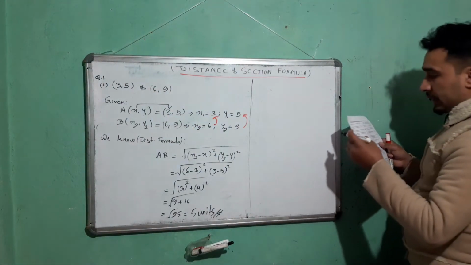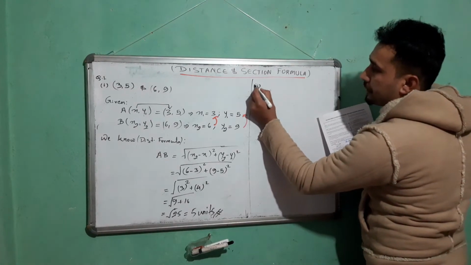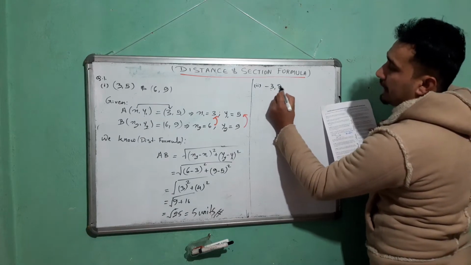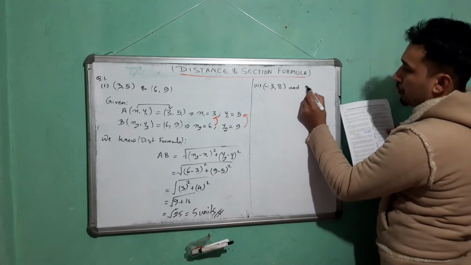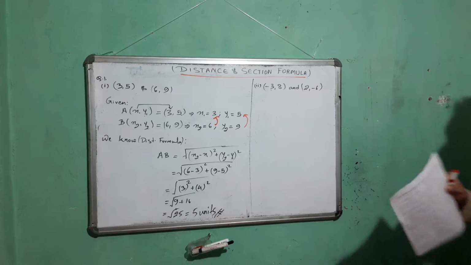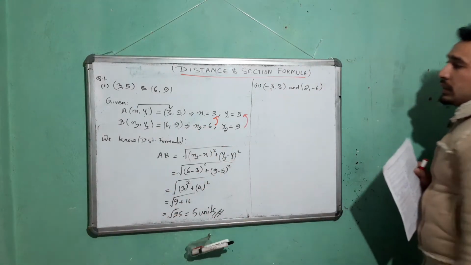Similarly, the next question, number 2, is minus 3, 8 and 2, minus 6. You have to find the distance between these 2 points. You follow the same process, whatever I have done here.